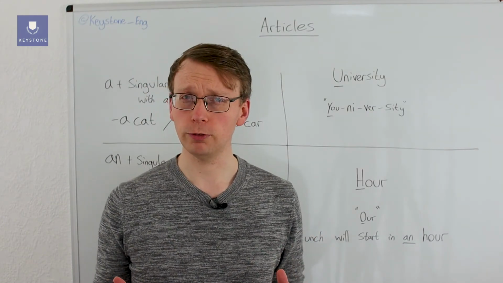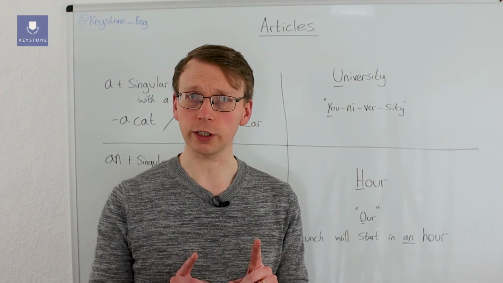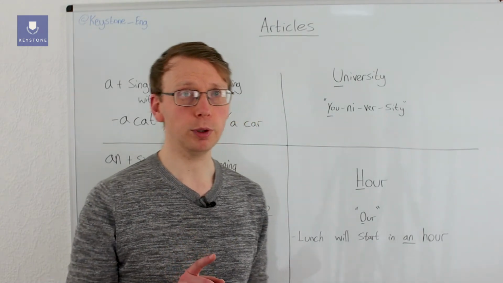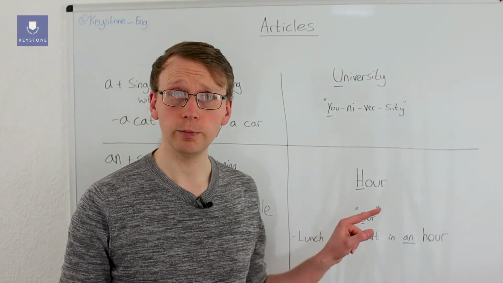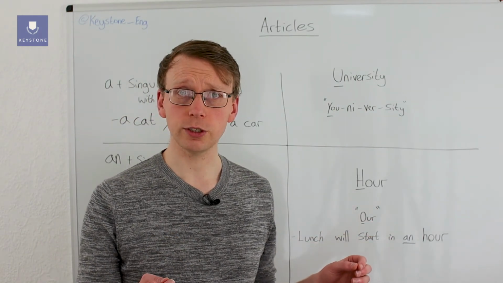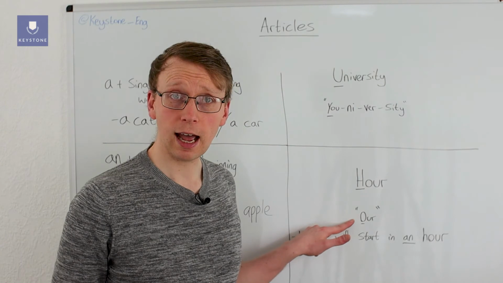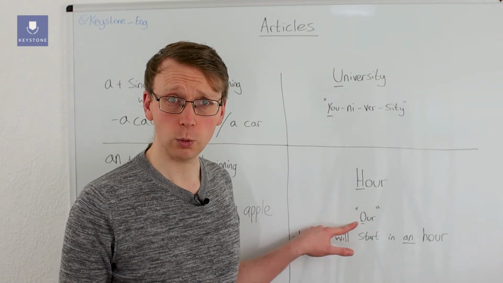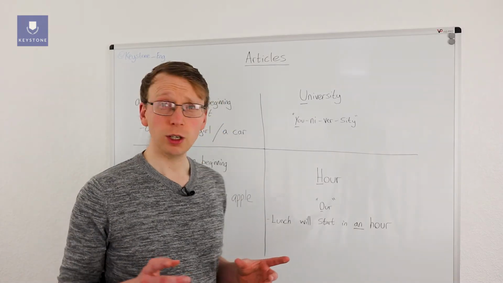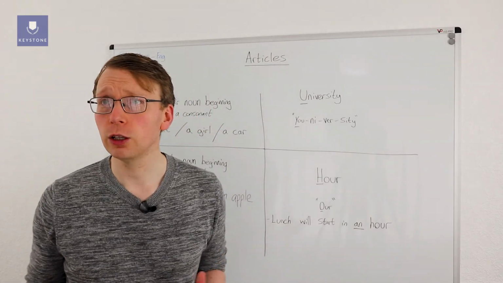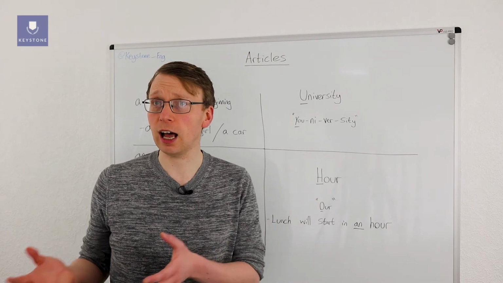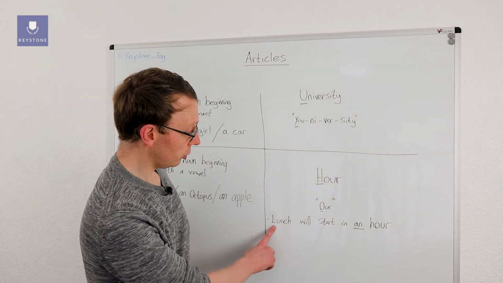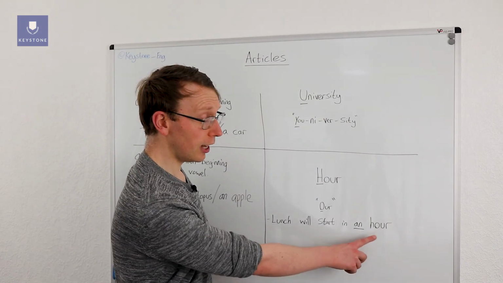The same is true for words that start with a consonant but have a vowel sound. So for example, in the word hour, the H is silent. So we pronounce it hour, which starts with a vowel sound. So in this case, we would not say lunch will start in a hour. Rather, we would use an. Lunch will start in an hour.